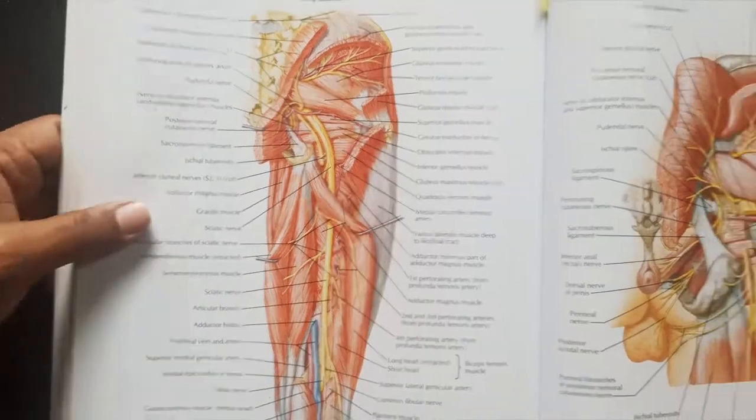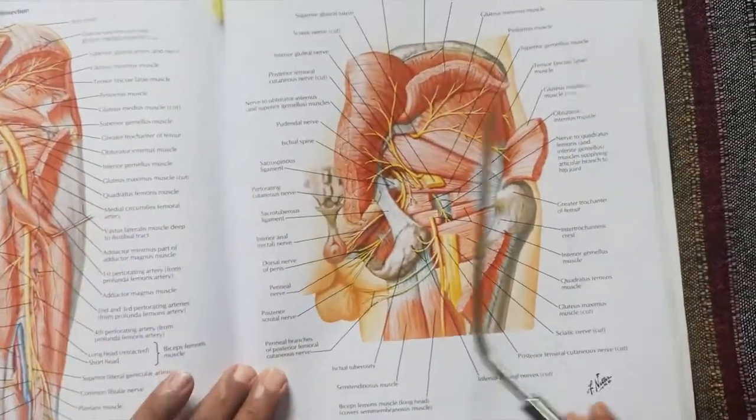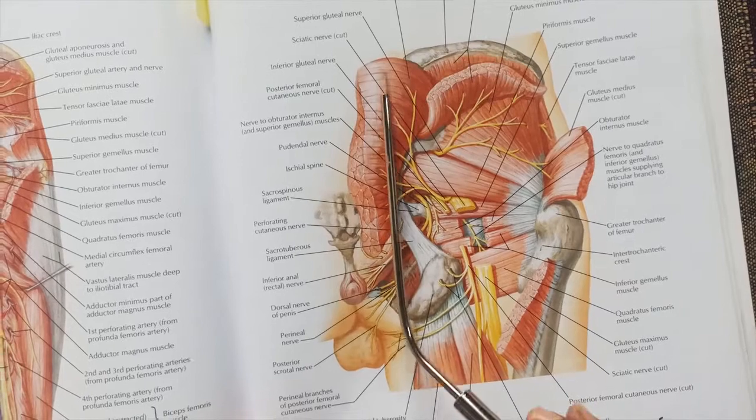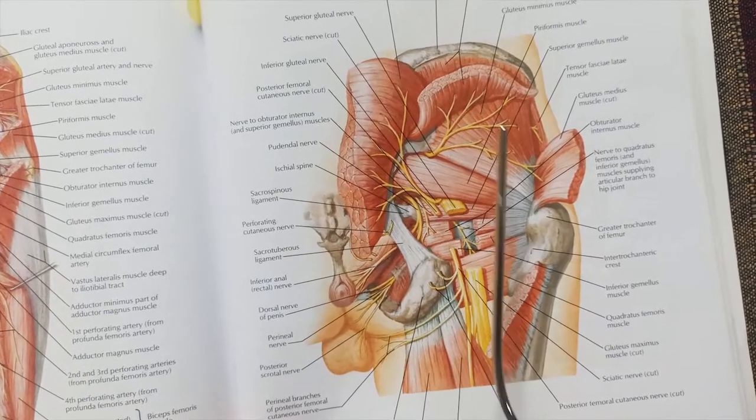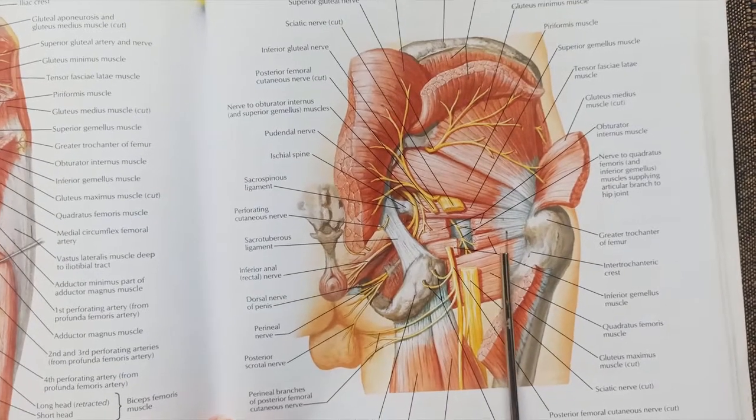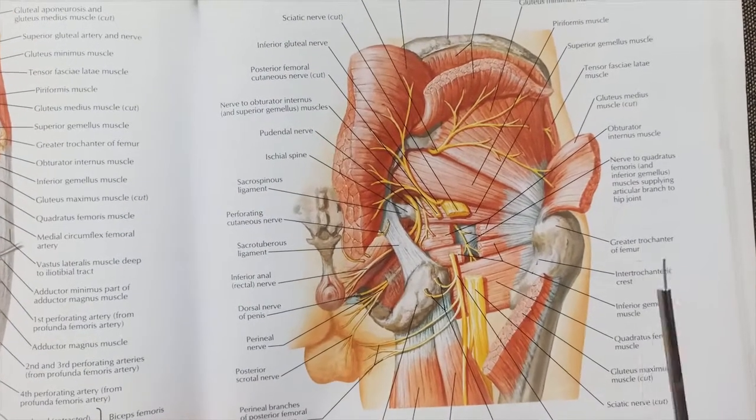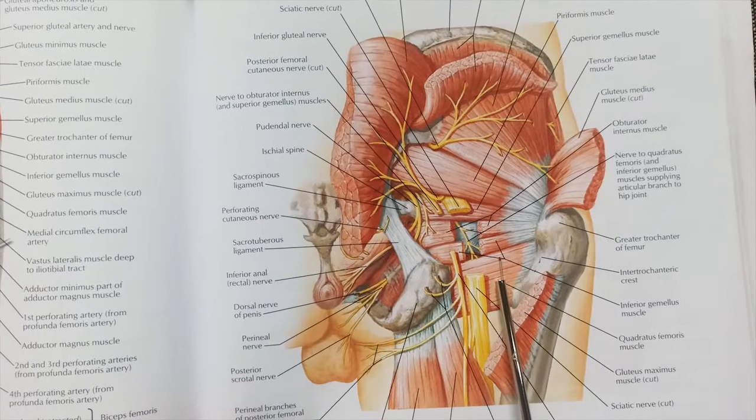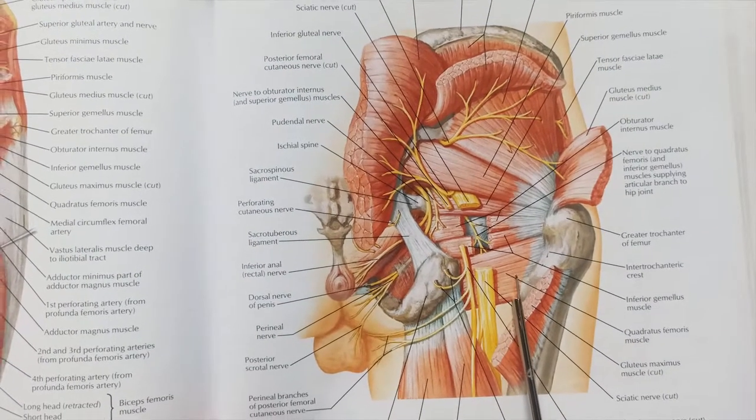So overall, this is the picture. This is a little bit enlarged view. Gluteus maximus muscle, gluteus medius, gluteus minimus, piriformis. Here it is the sciatic nerve which is cut. Then gemellus superior, obturator internus, gemellus inferior. Then it is quadratus femoris muscle.